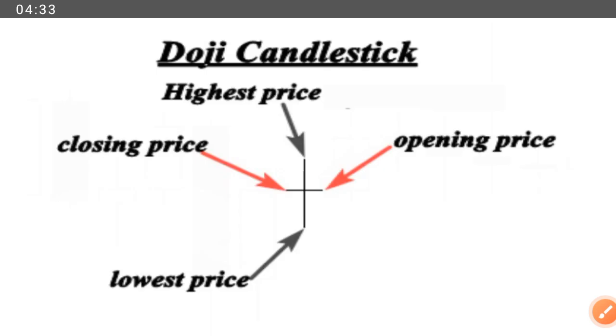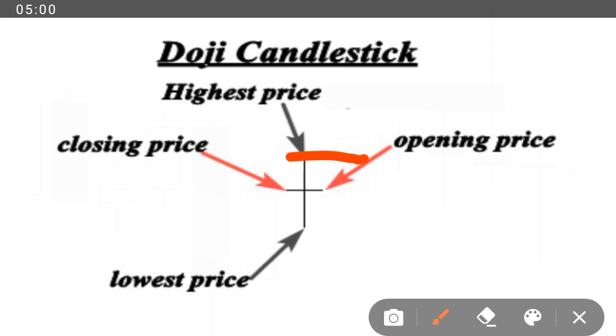Can you see it? Look at the opening price. Look at the closing price. Look at the highest price. Look at the lowest price. That's the shadow. I told you about shadow. Shadow is where price went to, but didn't close there. See, price got here, but it didn't stop there. It went down.